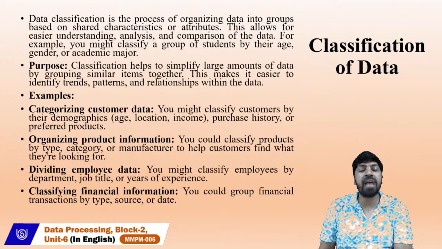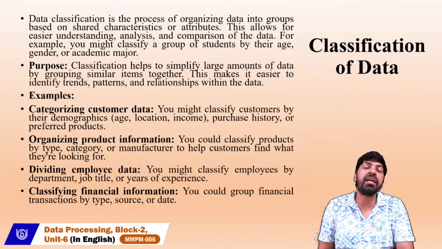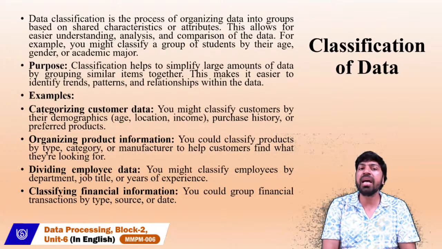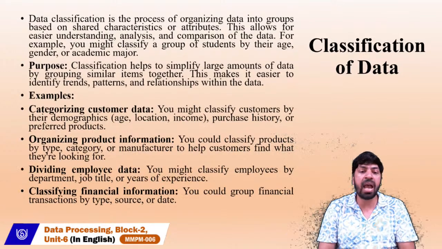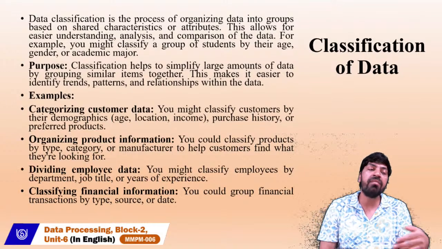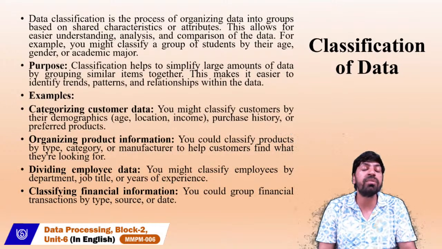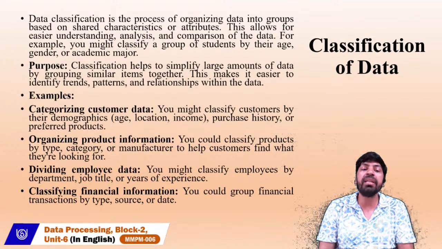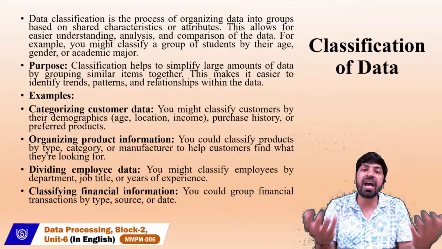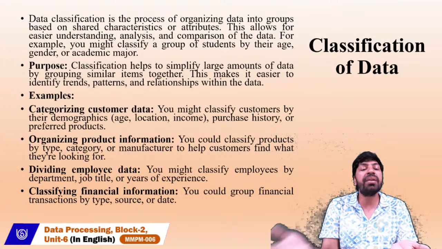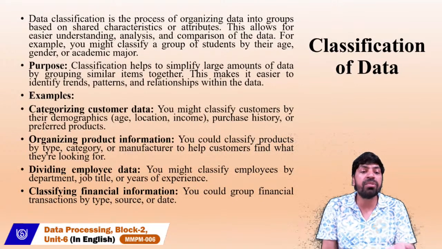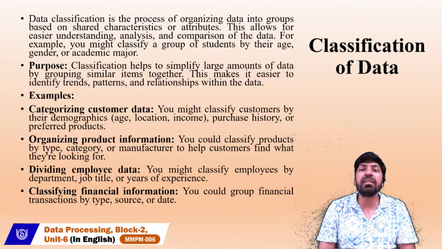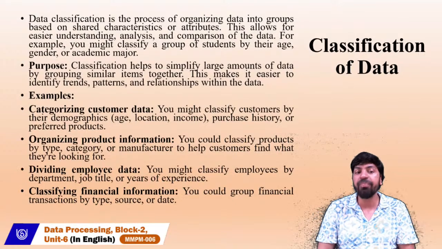Dividing the employee data. If you look up how you will divide large employee data, you can classify it into characteristics or attributes like department, such as HR, human resource people, or the persons who are involved in such work. They will classify the employee data into their characteristics, into their attributes. So these are attributes: the name of the department, their job title, their years of experience, etc.